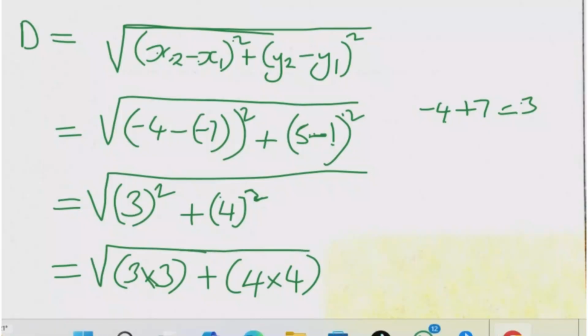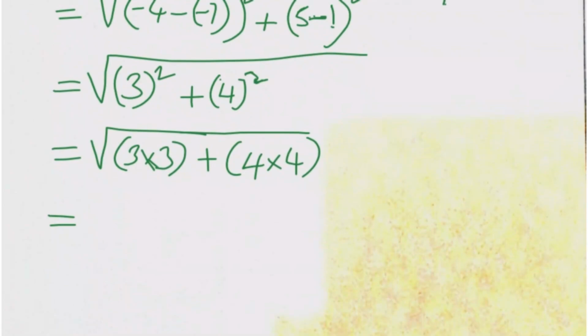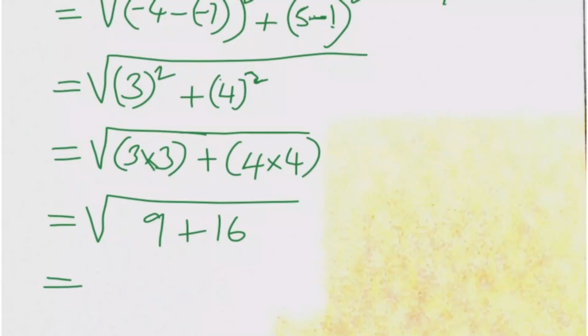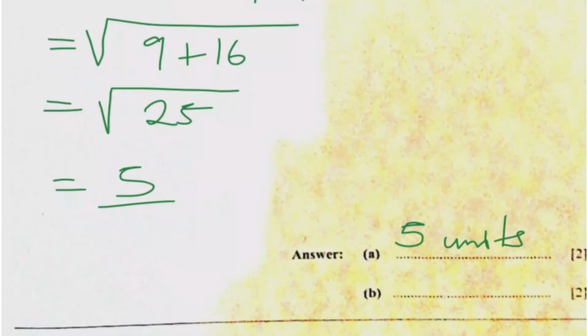Once we have done that, we go to the next step, which is to say equal to, then first we write the square root sign. 3 times 3 will give me 9, plus 4 times 4 gives me 16. Then we evaluate: 9 plus 16 gives me 25. Then we find the square root of 25. The square root of 25 is equal to 5. So the answer is 5 units.